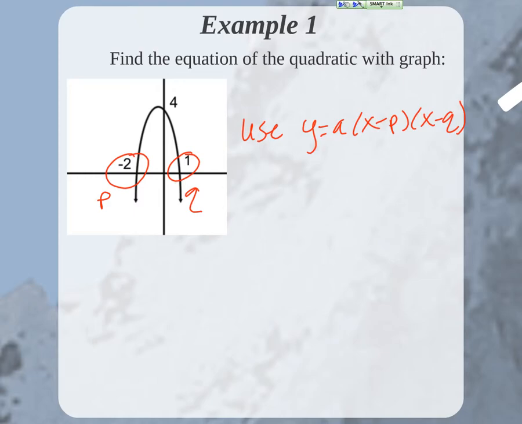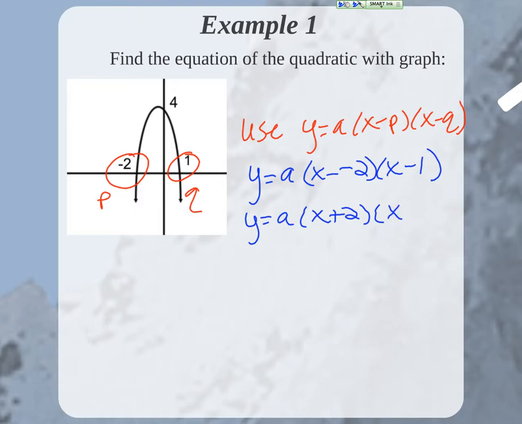Does that make sense how I picked that one out because I had the intercepts? So the first thing I can do is I can just put those values in for p and q. So I have x minus negative 2 and x minus 1. Absolutely. We definitely want to take that double negative and make it into a plus. So I have y equals a times x plus 2, x minus 1. And you might find yourself even skipping that first step if you feel really comfortable with those negatives, that's fine.